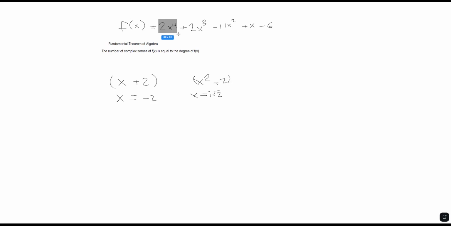So our leading term is 2x to the fourth power. Our highest exponent is 4. So the degree of this polynomial is 4. So what that tells us is that this polynomial f of x is going to have 4 complex zeros. And I want to show you something real quick.